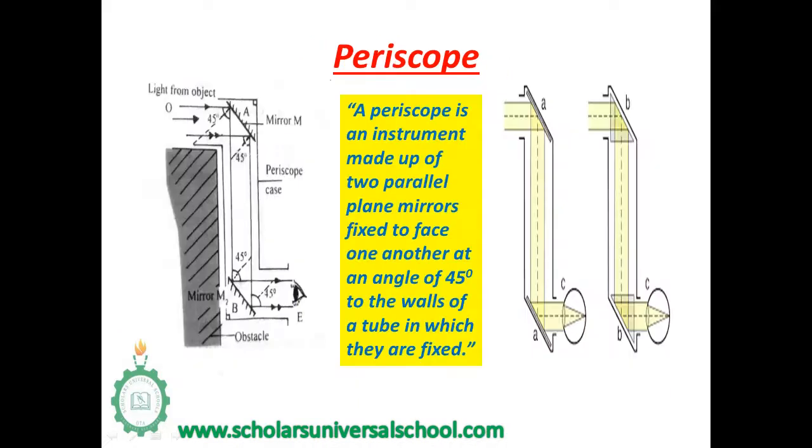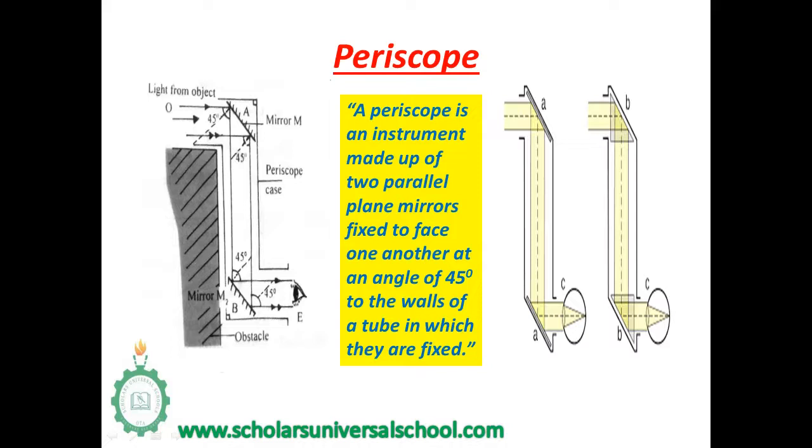So let's move on. The second one I'm talking about is a periscope. A periscope is an instrument that consists of two parallel plane mirrors. These parallel plane mirrors are not as close as the ones in the kaleidoscope. You also have a tube, but you can see from here that the tube has three legs instead of the normal one that was just two.